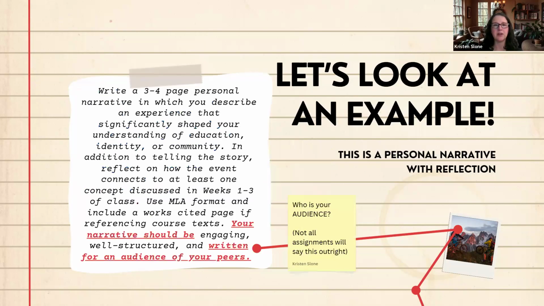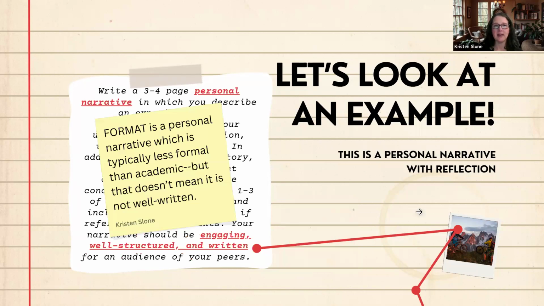All right, let's look at the third component, which is who is my audience? Okay. Your narrative should be written for an audience of your peers. Now, not all of your assignments are going to say this outright. Some of this you're just going to have to infer or assume that the audience is your professor or your peers. Like if you're writing an essay and submitting it, the audience is your professor. Now, that's not always the case. Sometimes, I should say that. I say that like it's a blanket statement. That's not necessarily the case. But for our purposes, we'll go with that.